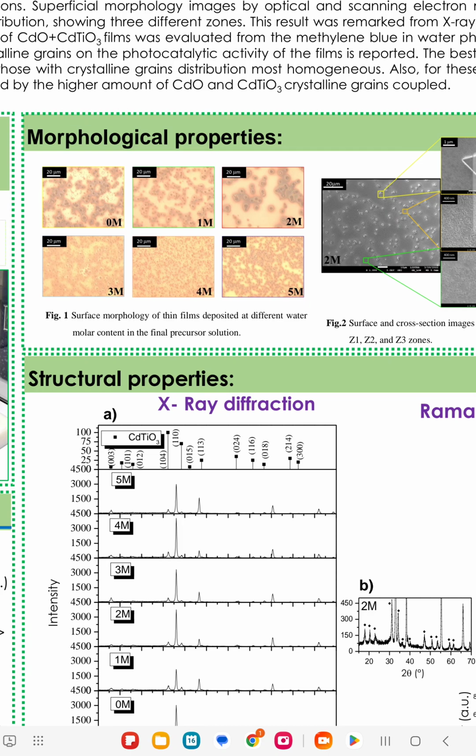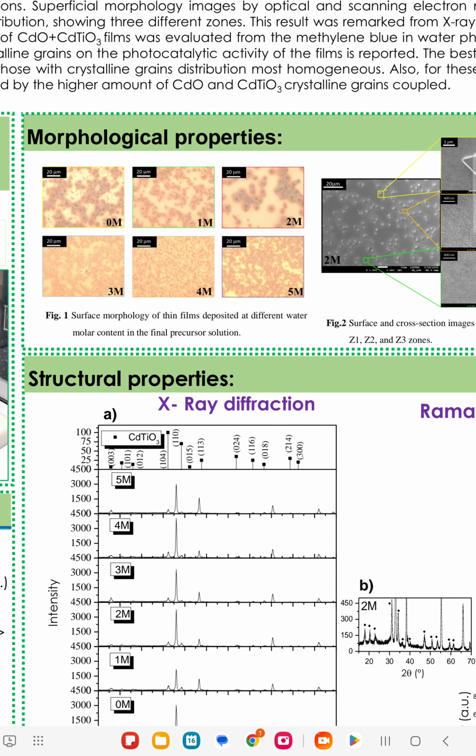Something that we can observe in this image is a characteristic that all the films share: the films are constituted by 3 different zones. One of these zones is the segregated grains on the surface, which we label as zone Z1. And we can see that these grains on the surface tend to aggregate in a kind of island.